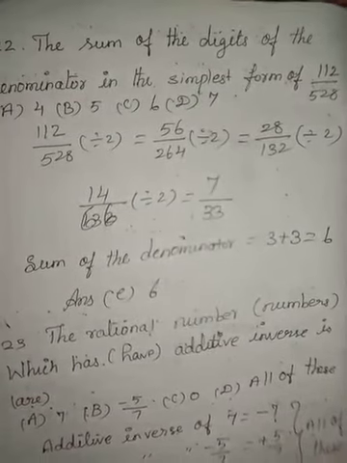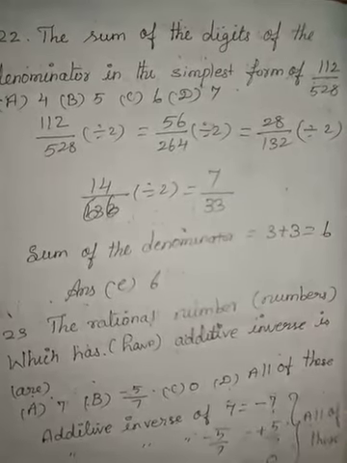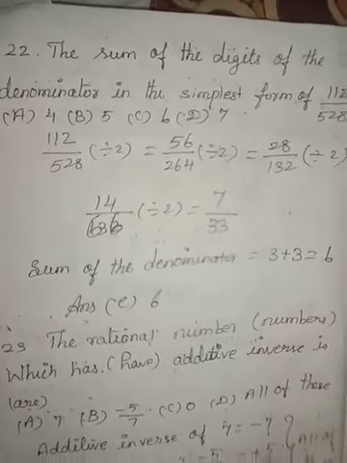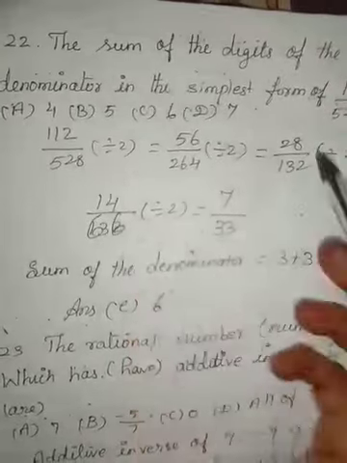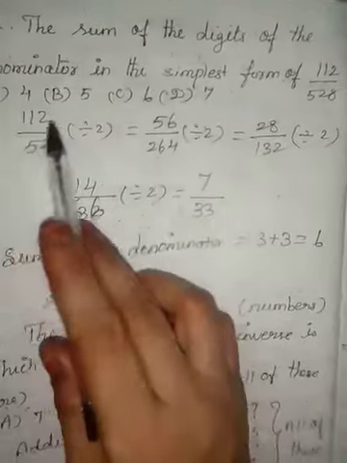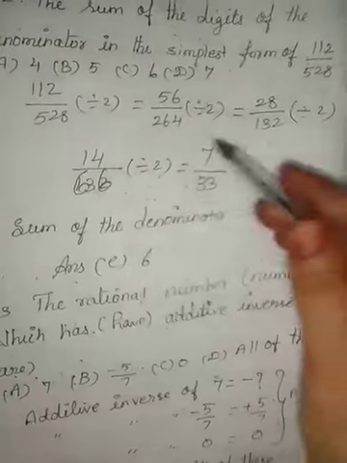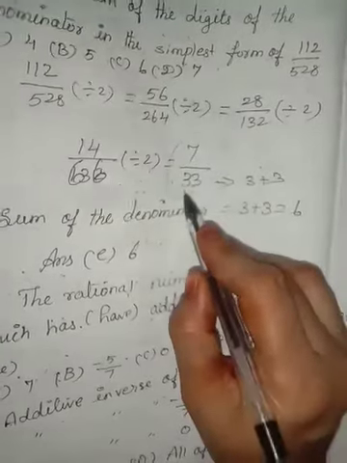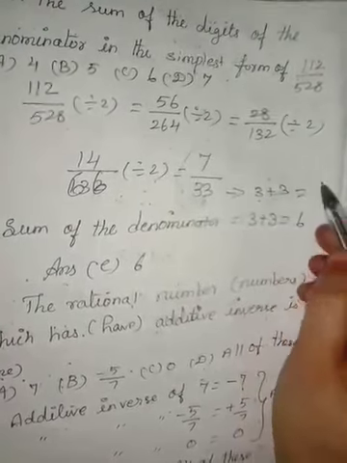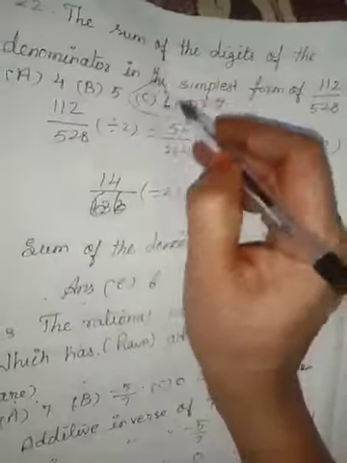Then 22, the sum of the digits of the denominator in the simplest form of 112 by 528. The first step is we simplify this fraction, we divide by 16 or like this way, your choice. So I divided 112 by 528 by 16, we get 7 by 33. They didn't ask for this answer. They told to add the digits of the denominator. Here the denominator is 33. That's why I add 3 plus 3 is equal to 6. The sum of the digits of the denominator is equal to 6. That's why option C is the correct answer.